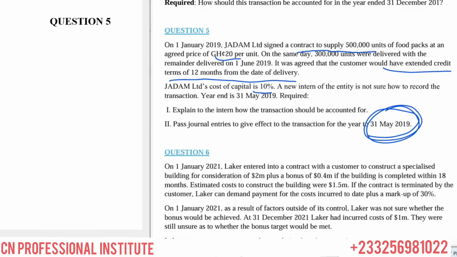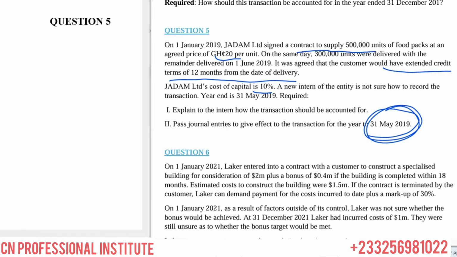And then also with the 300,000 units sold, they extended the credit terms, meaning they will not receive the whole amount now, but the amount will be received in 12 months' time. So when we multiply and get the revenue to recognize, we are not going to record it all. We have to discount it to present value, because they will receive the money in 12 months' time. That's all about the question.